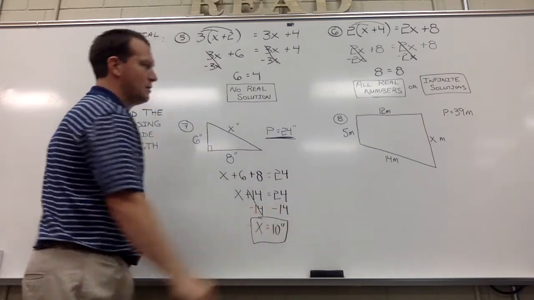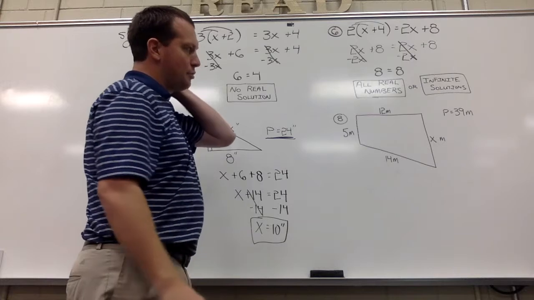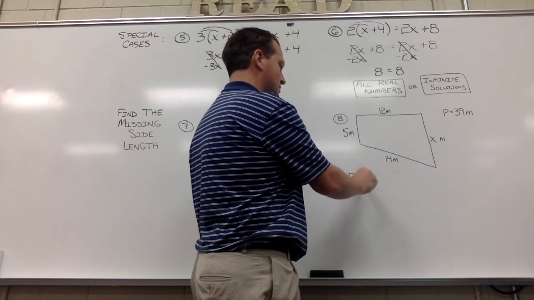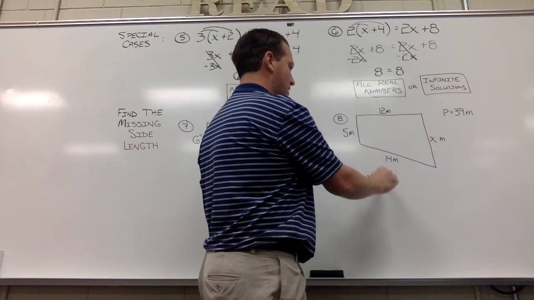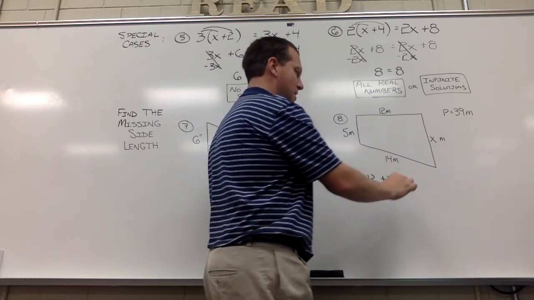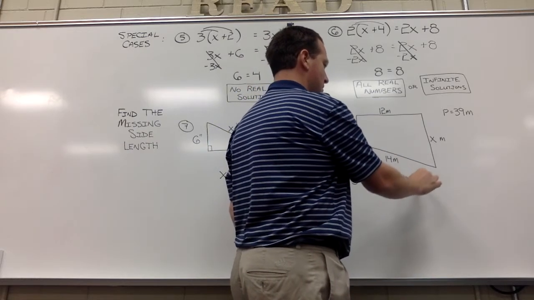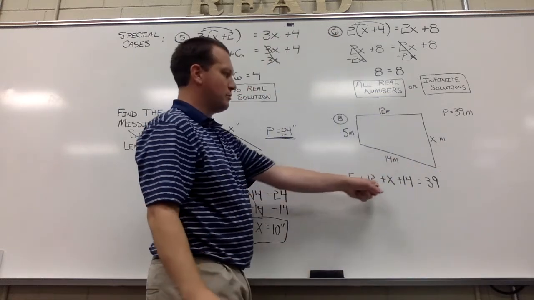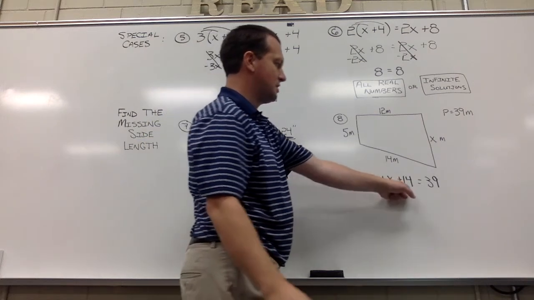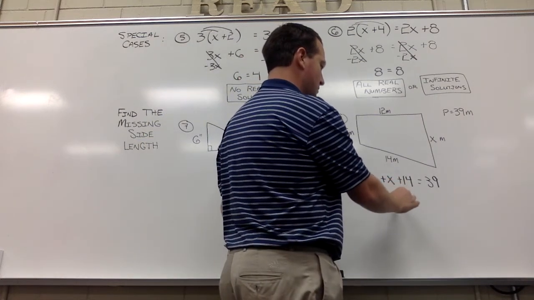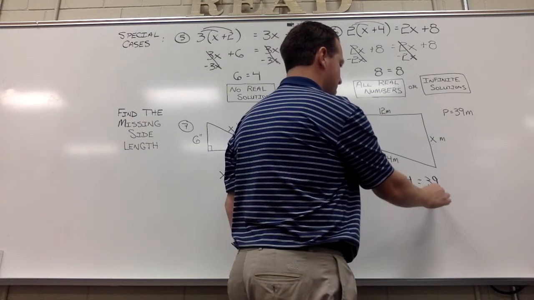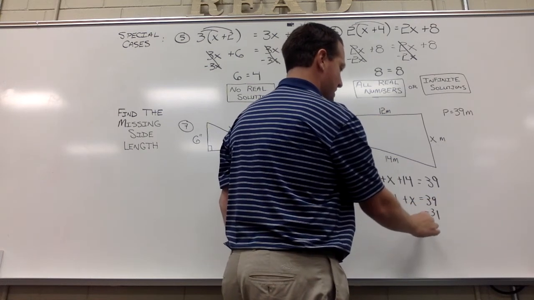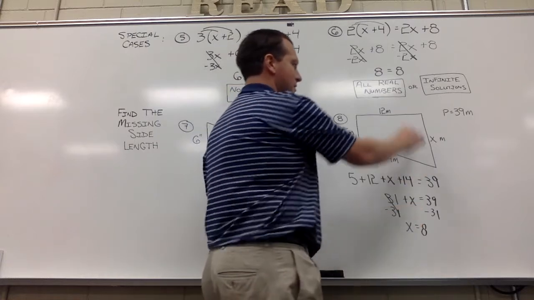We are in business. Finally, I have a quadrilateral here. The perimeter, I'm told, is 39 meters. I have a left side of 5 meters, a top side of 12, a right side of x, and a bottom side of 14 meters. Those four sides need to add up to 39. So my numerical values 5 and 12, 17, 17 and 14 is 31. So 31 plus x is 39. Subtract 31 from both sides, and I have 8 meters is going to be my missing side length.